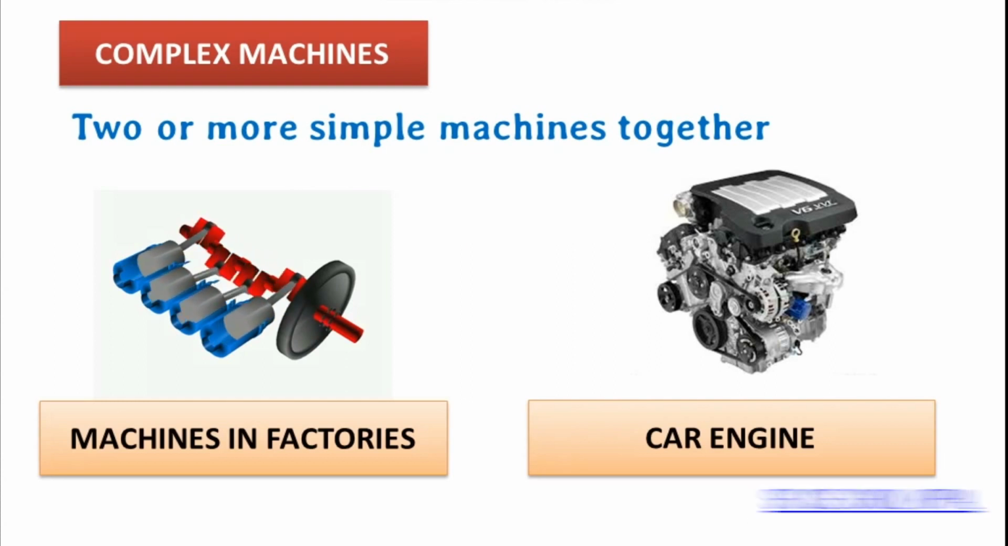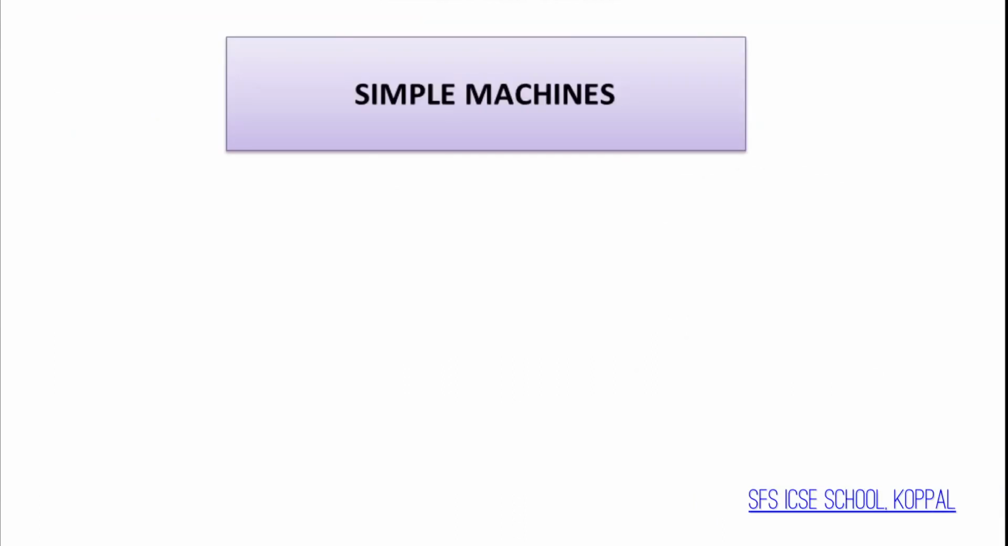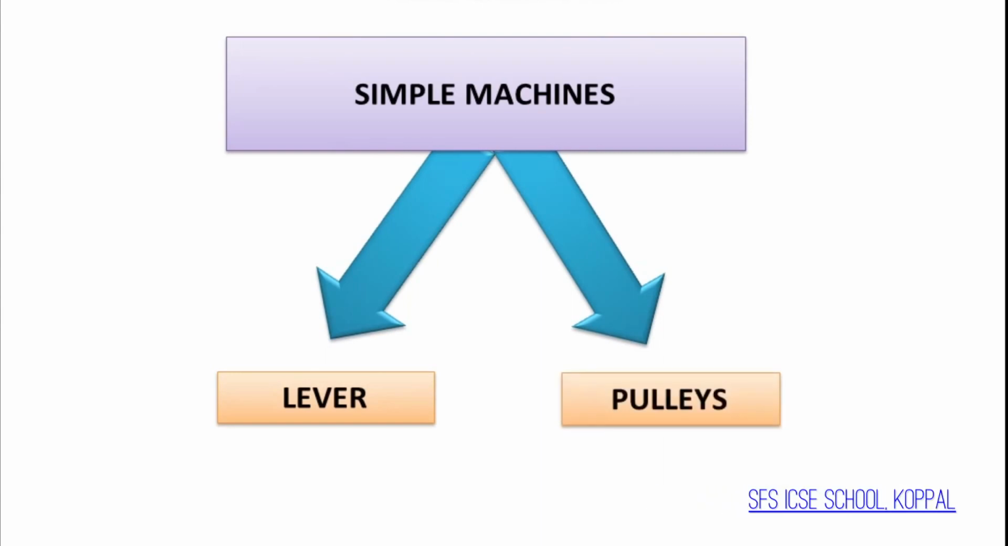In this chapter, we are dealing only with simple machines, and that too we have to study only two types of simple machines in this chapter. They are number 1, lever, and number 2, pulleys. Today let us study about levers.